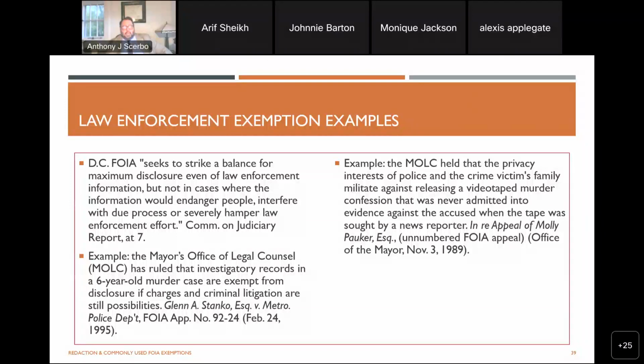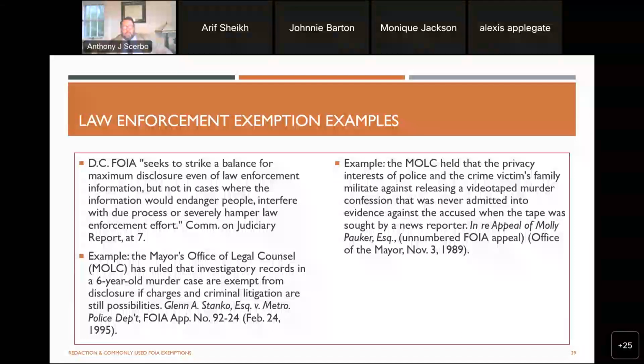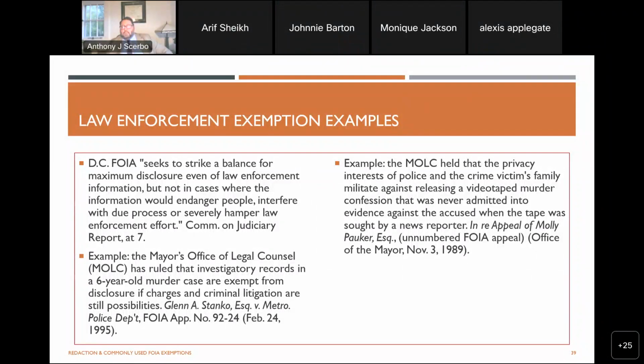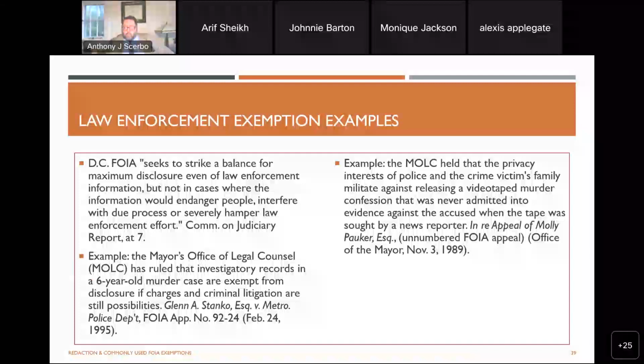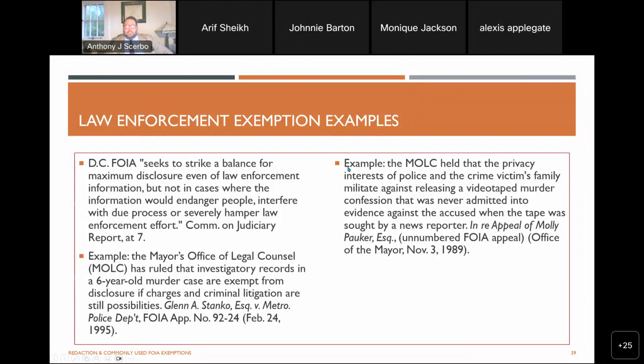So again, even despite that attenuation of time, the MOLC still determined that those records were exempt. The MOLC also held that the privacy interests of police and a crime victim's family militate against releasing a videotaped murder confession that was never admitted into evidence against the accused when the tape was sought by a news reporter. So again, the privacy interests of the police and the crime victim's family did, in fact, to use the quote, militate against releasing.